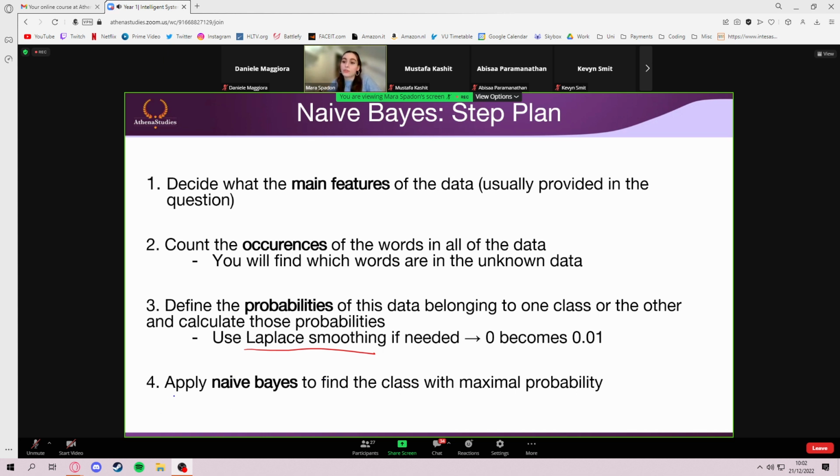And then the fourth step is to apply the naive Bayes formula to find the class with the maximum probability. And then based on that, we know, okay, our unknown data is then classified in this class with the highest probability.